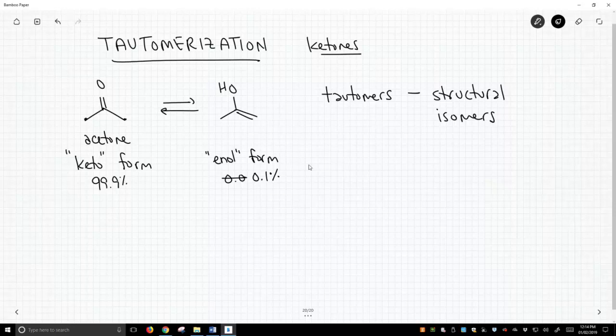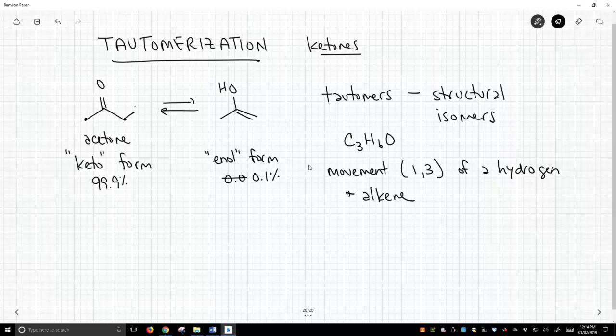Tautomers have the same molecular formula. Both of these are C3H6O, but we have a different bonding arrangement here. Tautomers specifically are structural isomers that involve the movement, and it's a 1,3 relative movement, of a hydrogen and an alkene.